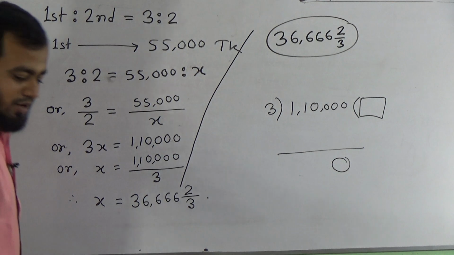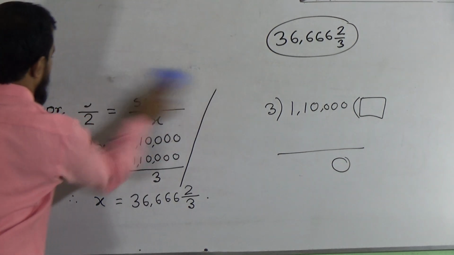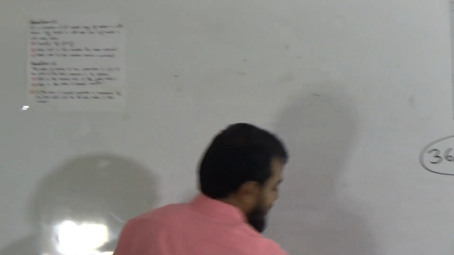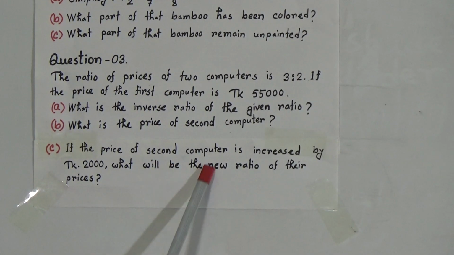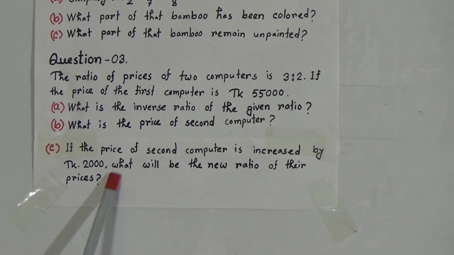Okay, now I am going to erase this one. Activity C, now we will solve activity C. Activity C says that if the price of the second computer is increased by taka 2000, what will be the new ratio of their prices?